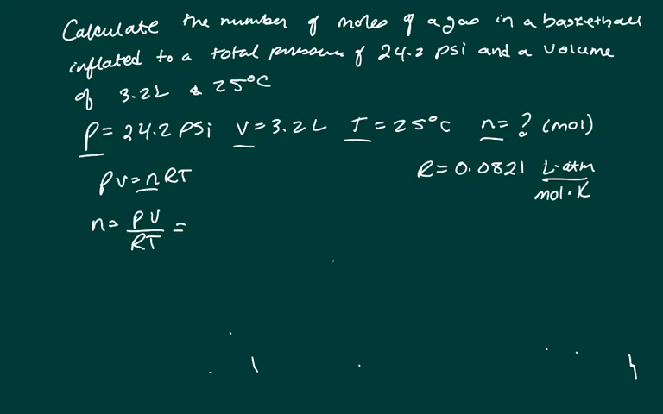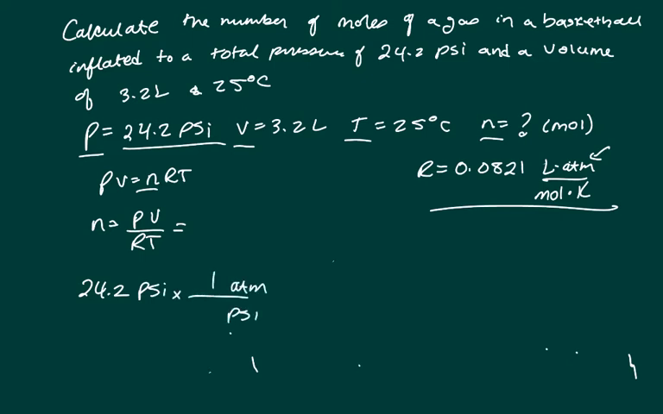And the pressure here is in PSI, but we want it in ATM because we want to match all our units to the units for R. So we have to convert 24.2 PSI into ATMs. And according to your table 11.1, for every 1 ATM we have 14.7 PSI. Is that right? So 24.2 divided by 14.7 is 1.65 ATM.